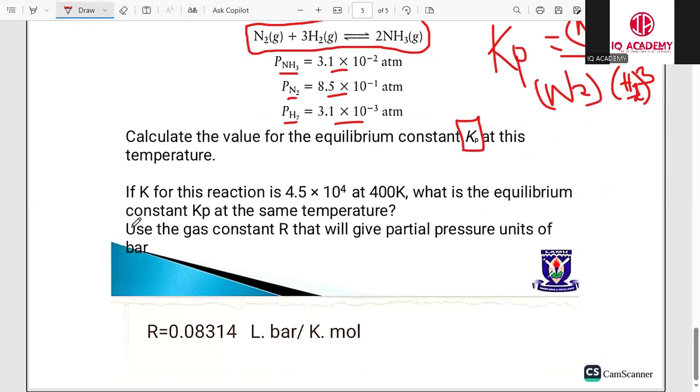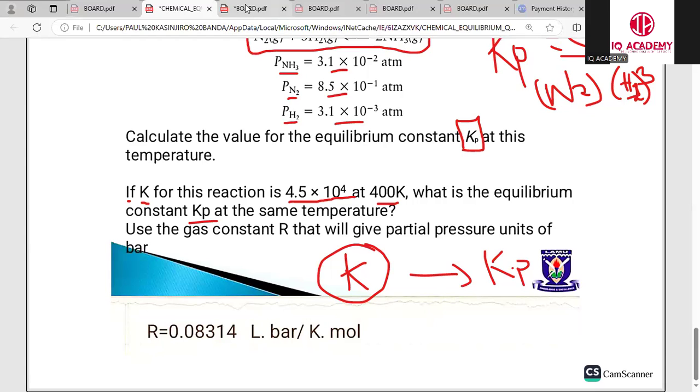The other question now, they are saying if K for this reaction is this value here at 400 kelvins, what is the equilibrium constant Kp at the same pressure? So we are converting from an equilibrium constant in terms of concentration to an equilibrium constant in terms of what? Pressure. So there is a formula that we have to know. We just have to know the formula, then we are good. So we use this formula to convert from one to the other.